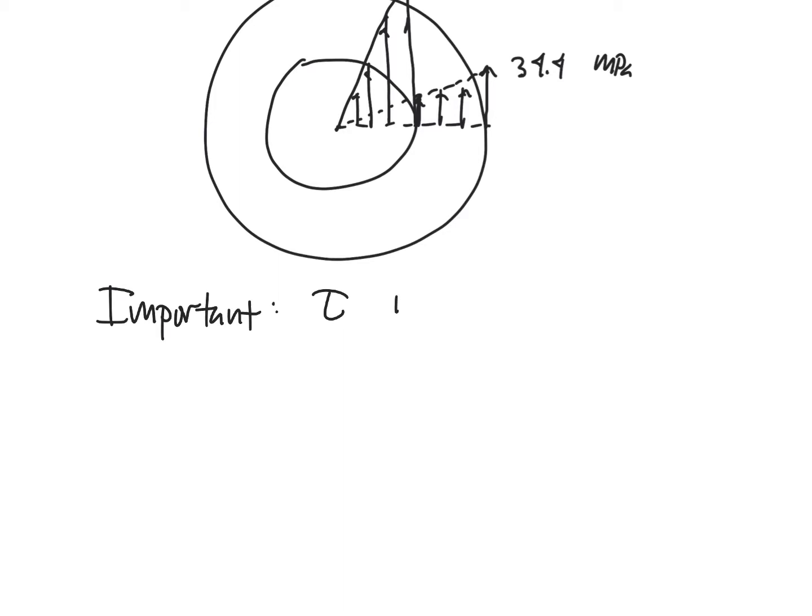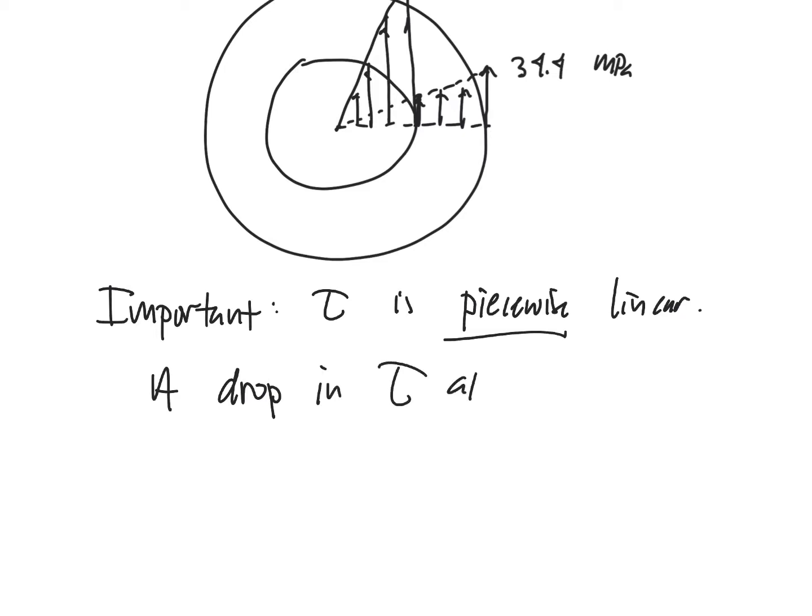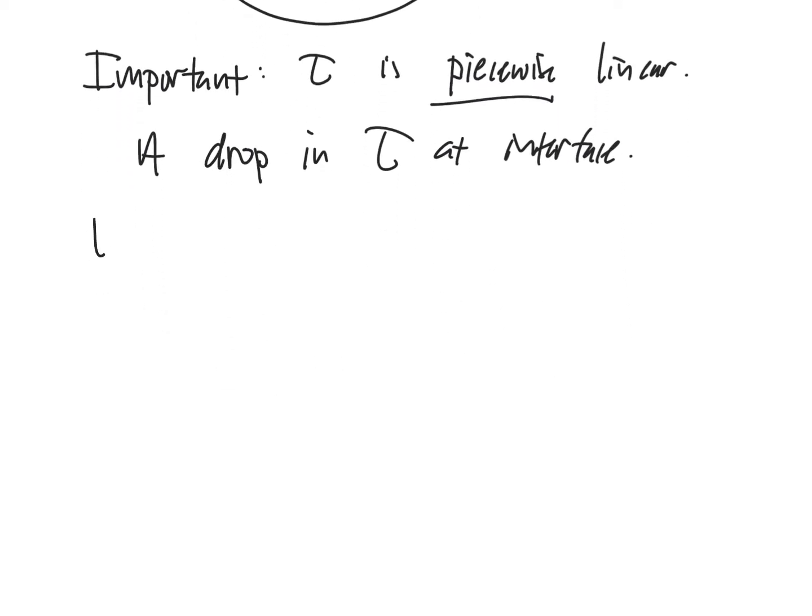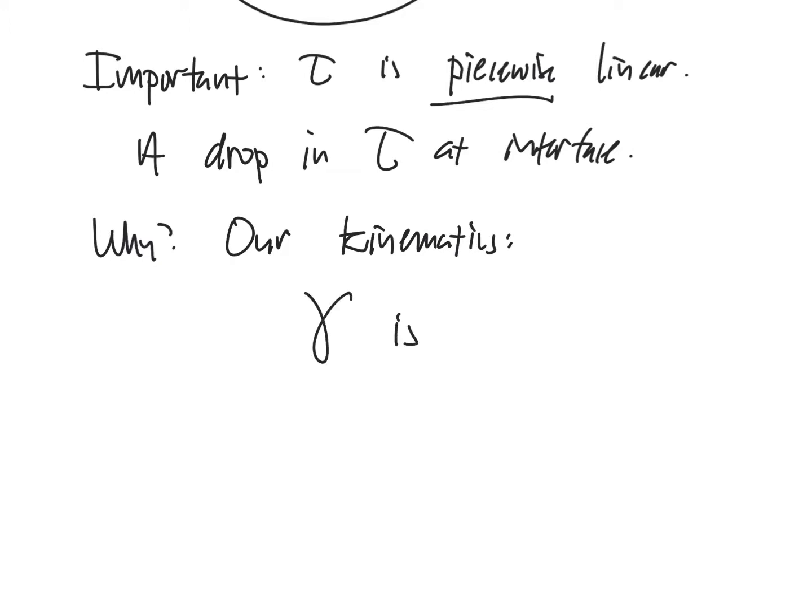The plot of tau is piecewise linear, and there is a drop in the shear stress at the interface. There is a drop in tau at the interface. And why is that? Well, if you go back to our kinematic model, so remember, our kinematics said that gamma is linear.